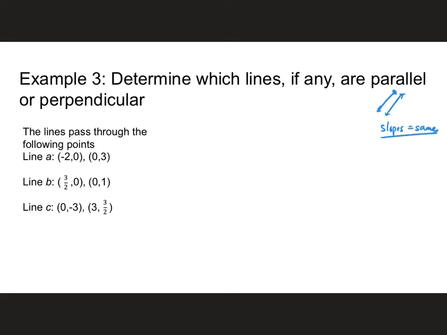So the rise over the run, or that ratio, has to be exactly the same for all lines that are parallel. Now, if the lines are perpendicular, that means that they meet at 90-degree angles. So in mathematics, what that means is the slope of one line is equal to the opposite reciprocal of the other line. So for example, if the slope of the first line is 1/2, then the slope of the perpendicular line is -2.